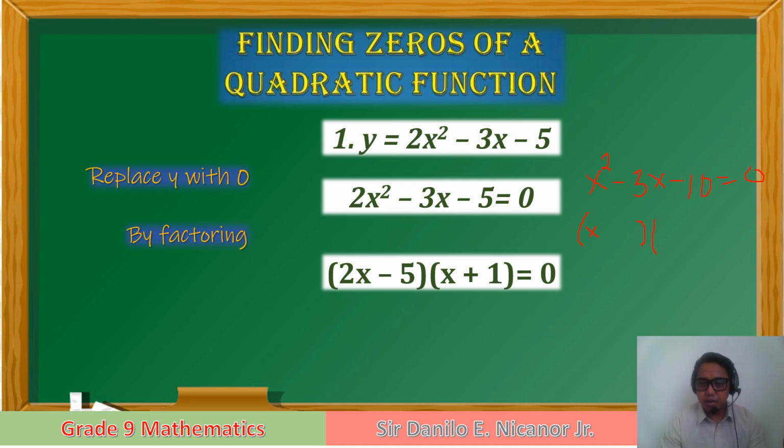Ano ba yung number na yun? Negative 5 tsaka positive 2. Tapos niyan, meron ka na niyan, ibabalik mo na lang yung 2. So, i-divide mo lang sa 2.